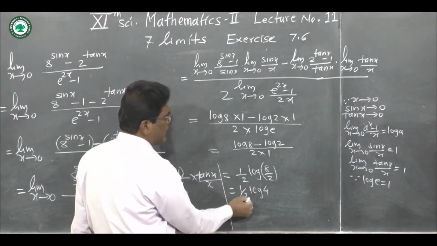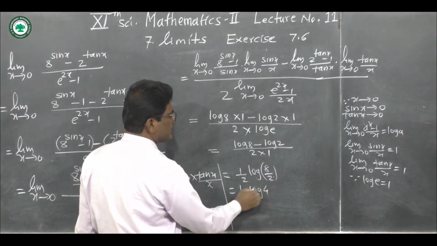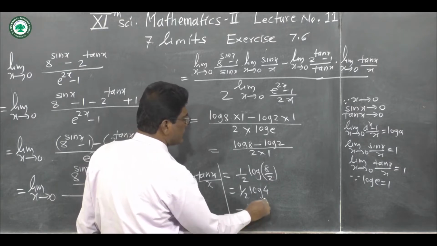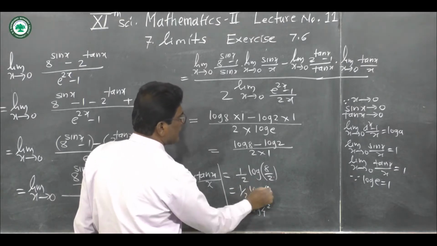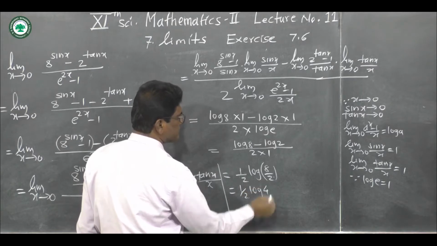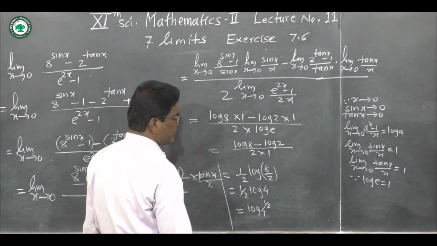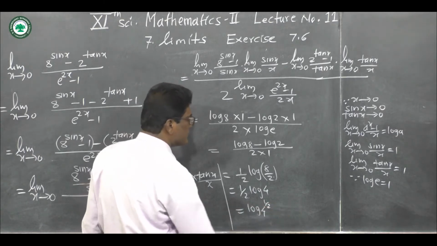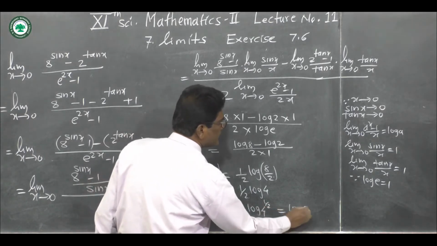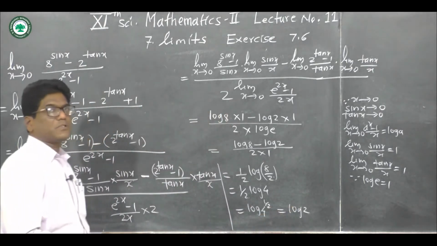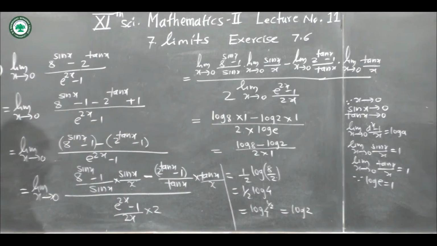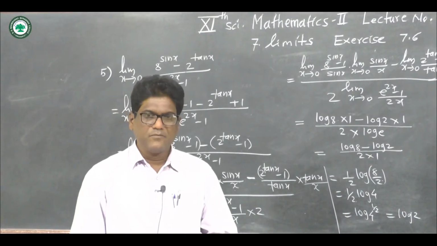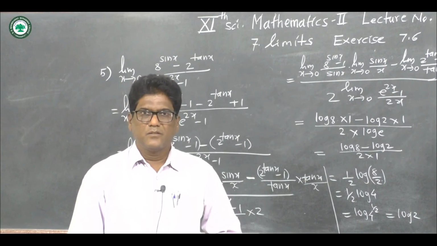Now carry this 1/2 as a power, using the rules of logarithm. So it is equal to log of 4 to the power 1/2. 4 to the power 1/2 means square root of 4, and square root of 4 is 2. So it is equal to log of 2. So this is the final solution for the fifth problem. In this way we completed question number 1 of exercise 7.6. Okay, we stop here.